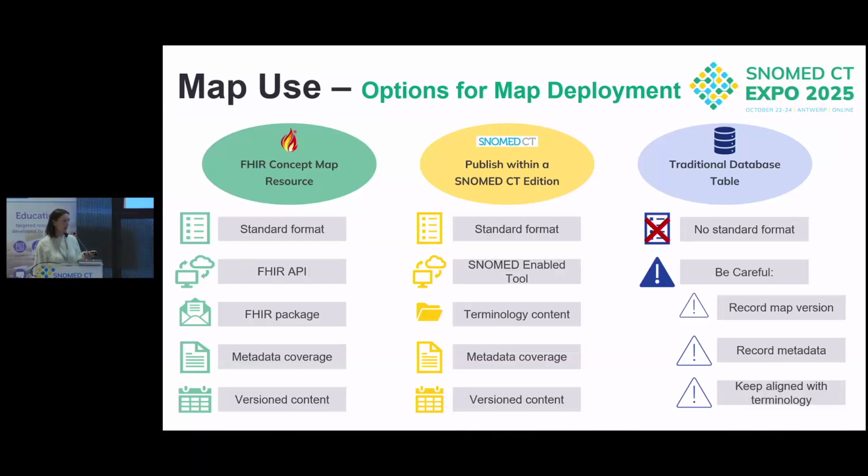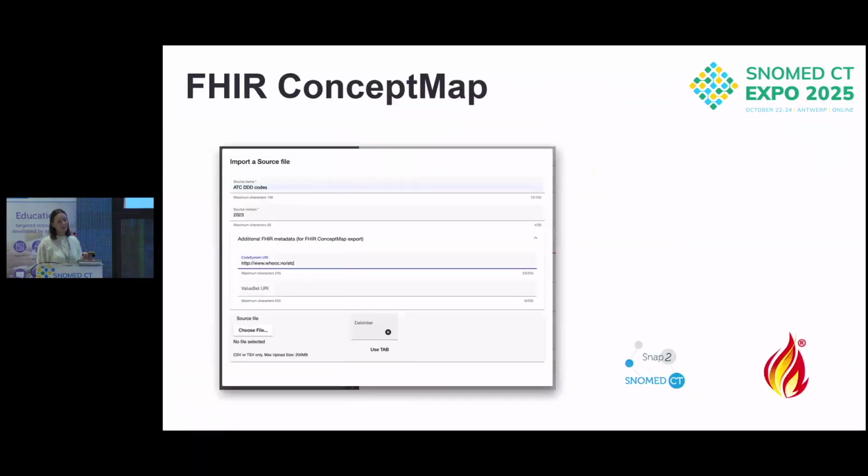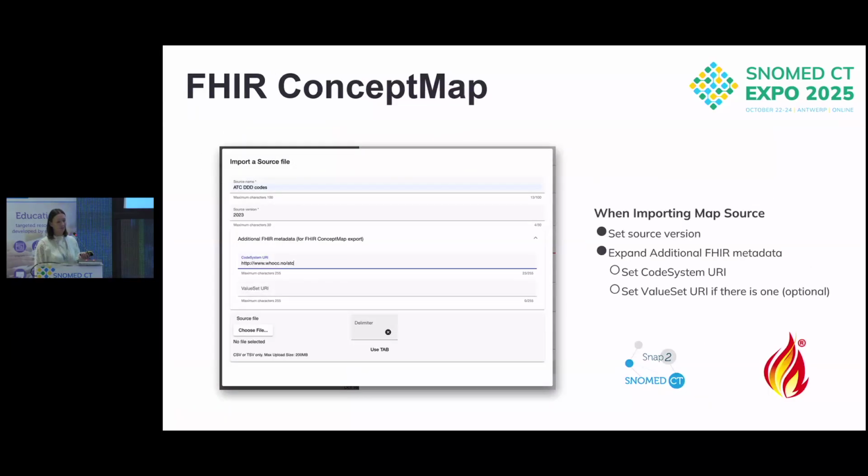So this is why this is going to be really quick, Anna, for you to then come and demonstrate how we can deploy this within the Snap to SNOMED tool. So this just gives you a bit of information on what to do when you're wanting to create that FHIR concept map. So this is what Anna showed you in the mapping tool when you first create your maps, that you set the source version, and this is where you can expand the additional FHIR metadata in there. So you can see the example on the screen of the different code system URI that you can use to help when you're importing your map source.